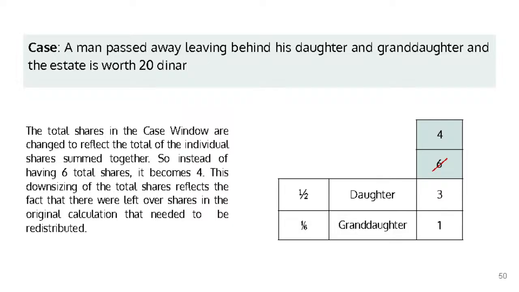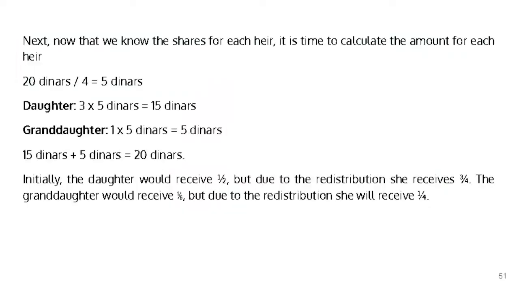But sometimes there are other ways of calculating it, we're just going to use the easiest, simplest way. So if we do the case properly, go to slide number 51. What are we going to get? 20 dinars was the estate. How much is our new base? It's 4. So 20 divided by 4, 5 dinars for a share.